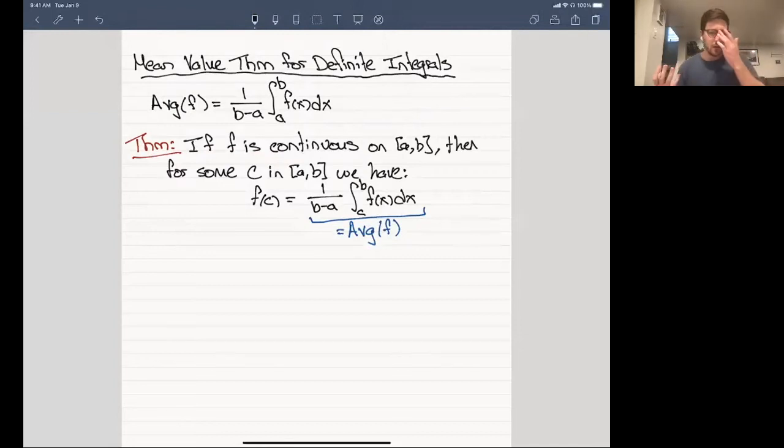Okay, so maybe this comes as a surprise. Maybe this is an interesting result for some of you, but this shouldn't actually be that surprising. Think about what this really just says. It says that if f fluctuates, it eventually takes on its average value.